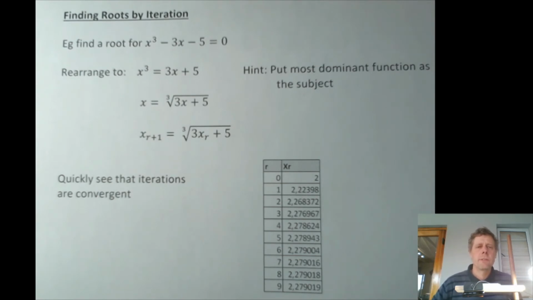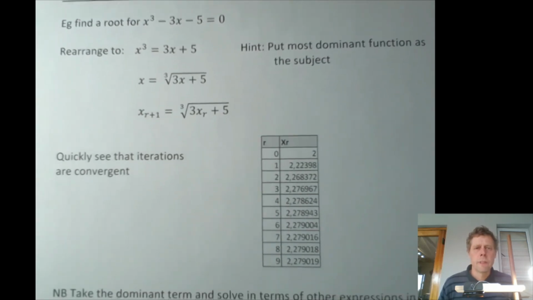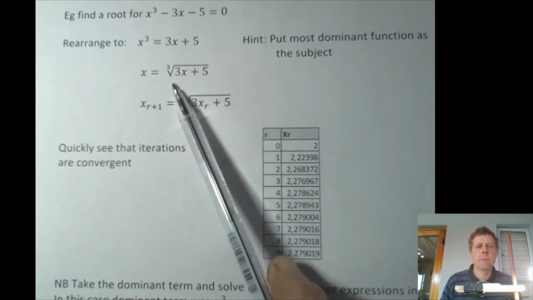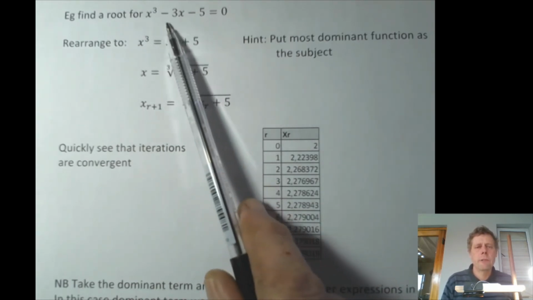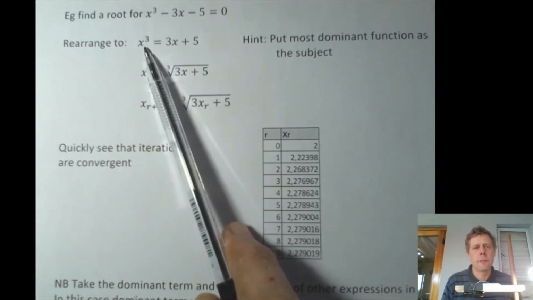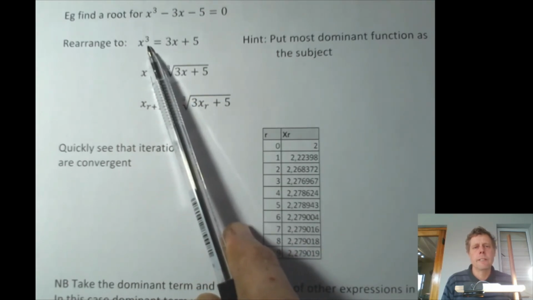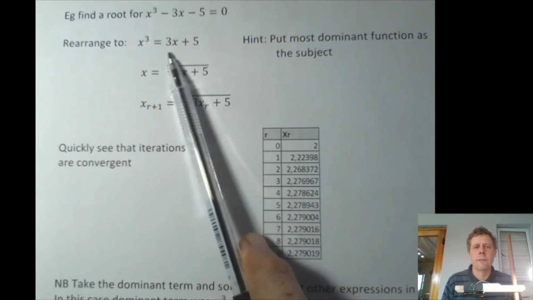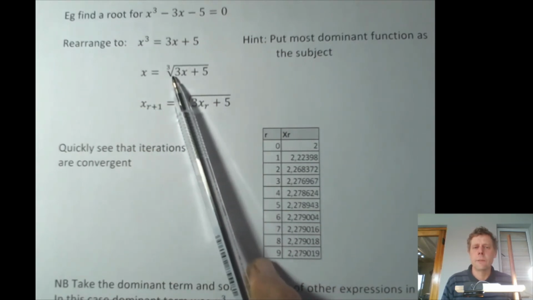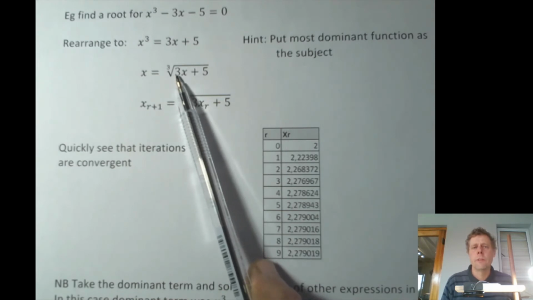Another one is finding roots by iteration. This is really a cute method, and I enjoy it very much. So for example, if we use our expression that we have been using, if we rearrange the terms and put the most dominant one in the front as the subject of the formula, we get x cubed equals 3x plus 5. We can now cube root both sides, and you get left with x equals the cube root of 3x plus 5.